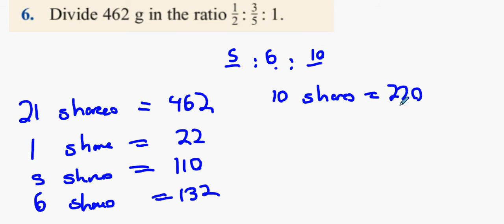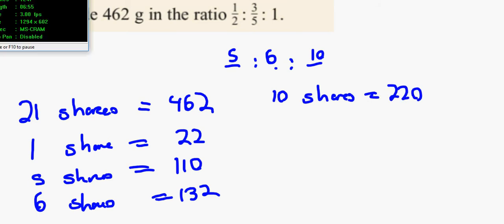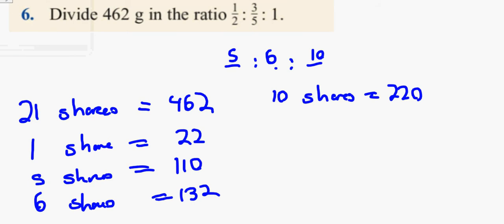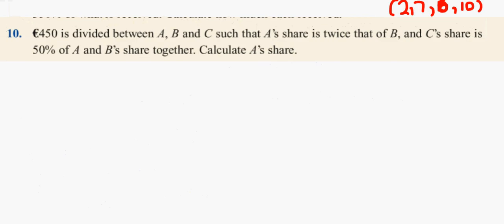Okay. Now, what we have next, guys, is we are going on to question 10. Okay? Question 10 is a wordy one, but it's not so bad, alright? So here's what you do. The technique for the worded ones is to identify who is the smallest. Is A, B, or C the smallest? Let's find out. A is twice B. C is 50% of A and B's share together. Calculate A's share.